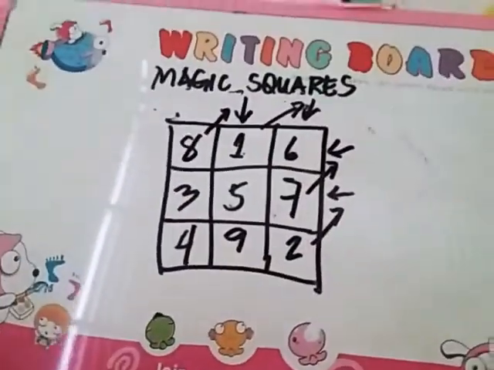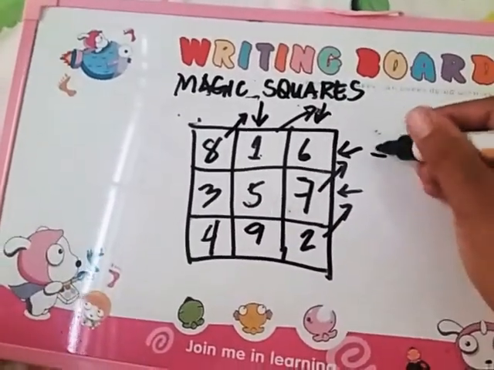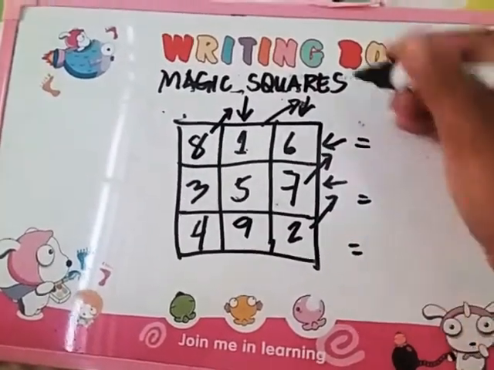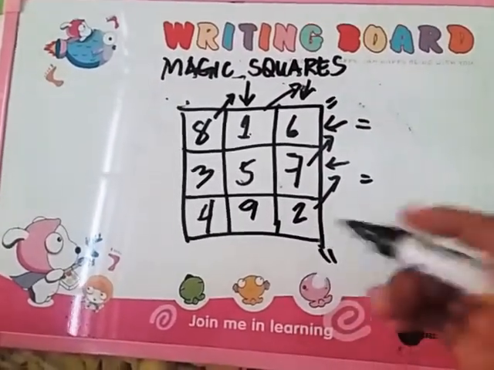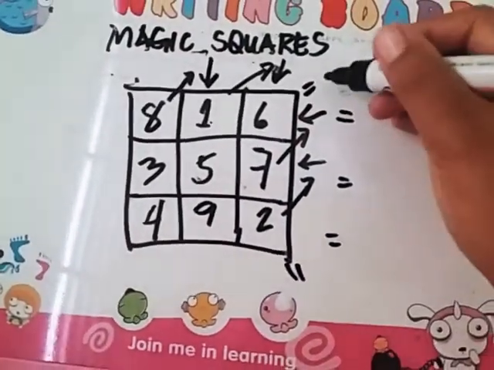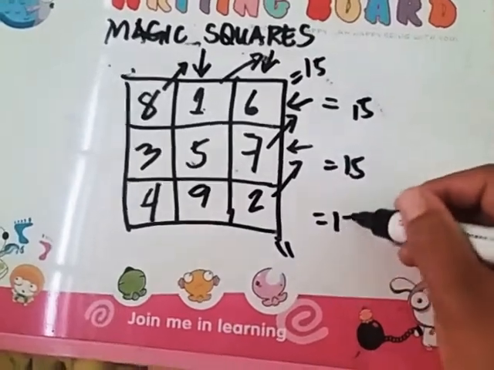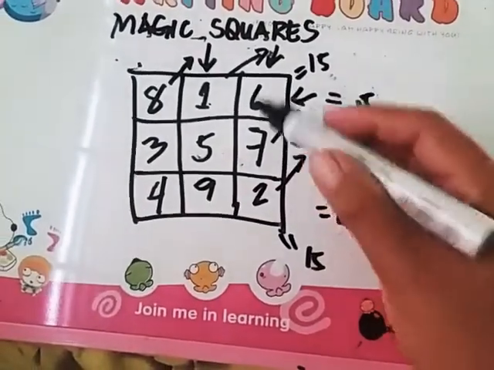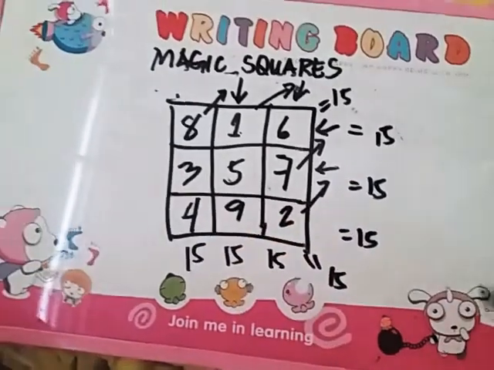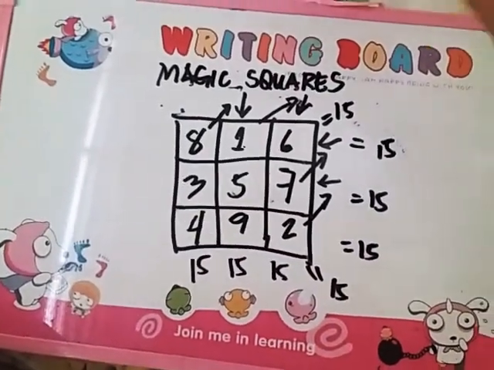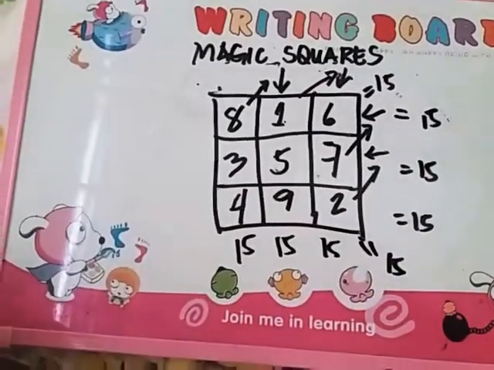Now let's see if this rule works. If the vertical and horizontal lines and the diagonal lines are all equal. So this is 15, this is 15, this is 15, this is 15, and this is 15. Also, this is 15, 15, and 15. So that is a magic square. So let's try another example.